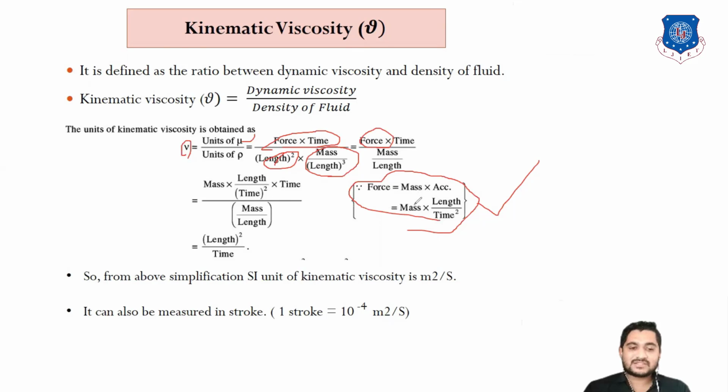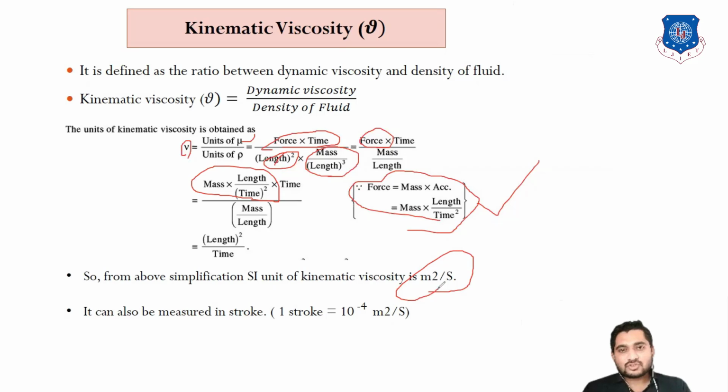For mass the unit is kg and for acceleration the unit is meter per second square. So instead of force we will write mass into length per second square, or mass into length per time square. The remaining term as it is, time divided by mass per length. So finally the unit becomes length square divided by time. In SI unit we measure length in meter and time in second. So finally the SI unit of kinematic viscosity is meter square per second.